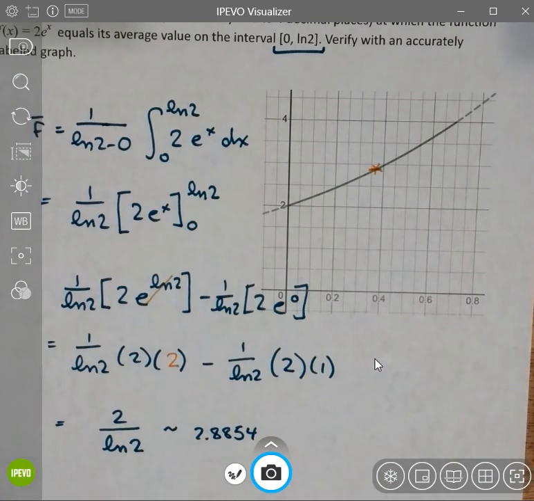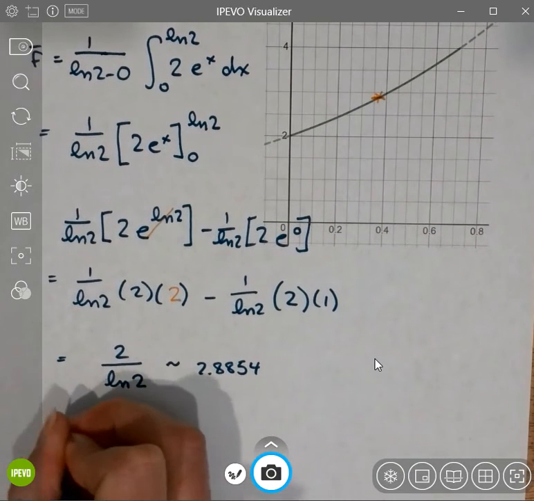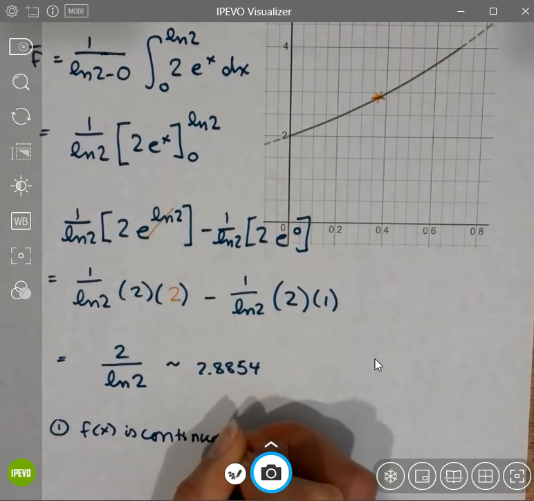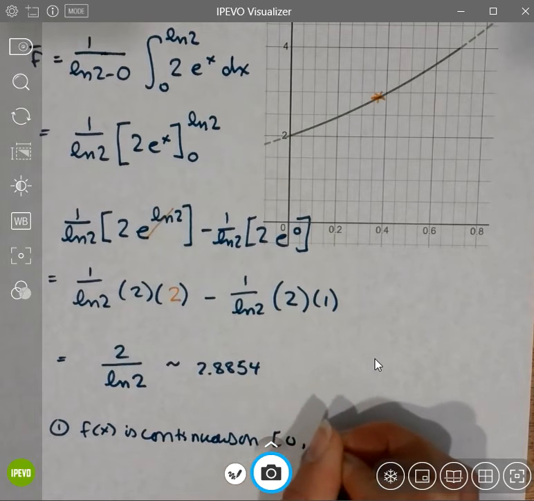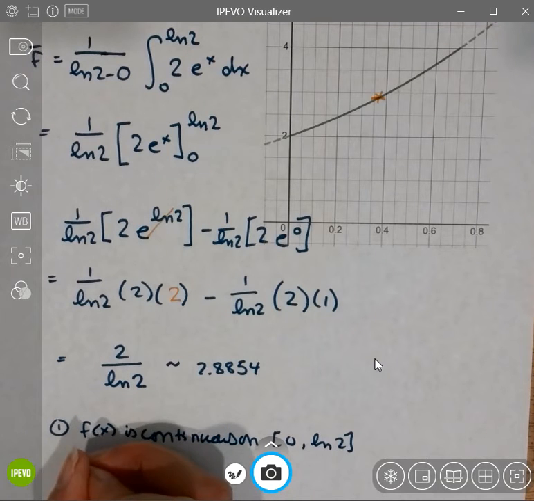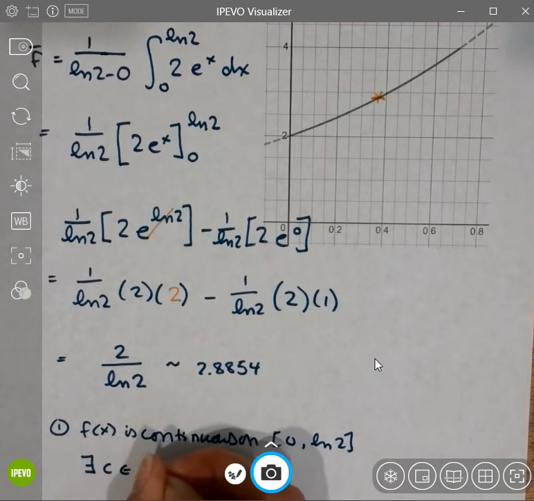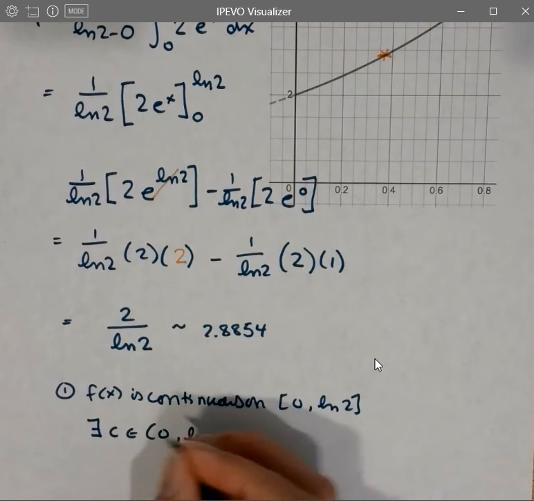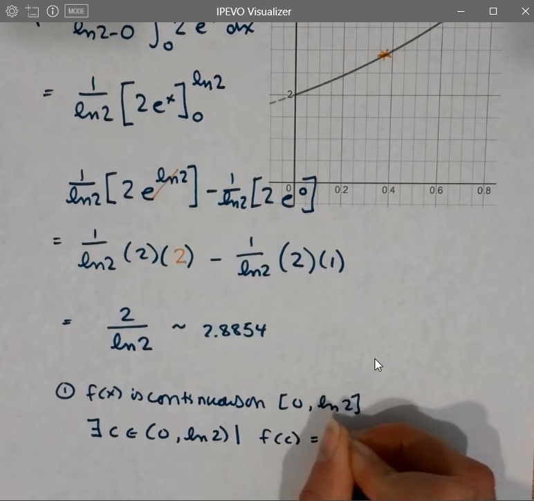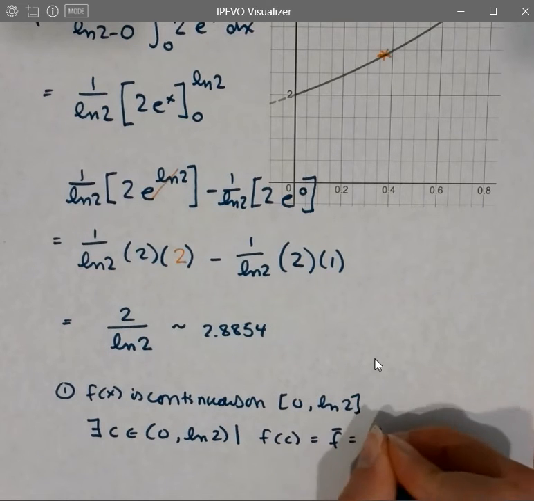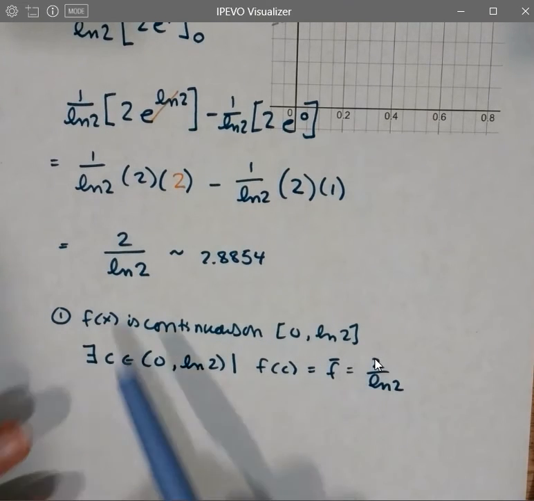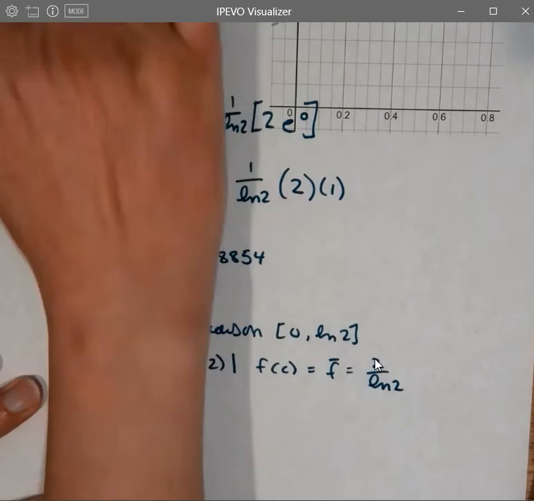Okay, so now we need to find it. To find it, first, we know that f of x is continuous on the interval 0 to natural log of 2. And we have found what f bar is, so we can say that there exists a c in the interval 0 to natural log of 2 such that f of c is equal to f bar. Now that we found f bar, we know that it is 2 over the natural log of 2. So now we want to solve for c exactly, setting f of c equal to this value.